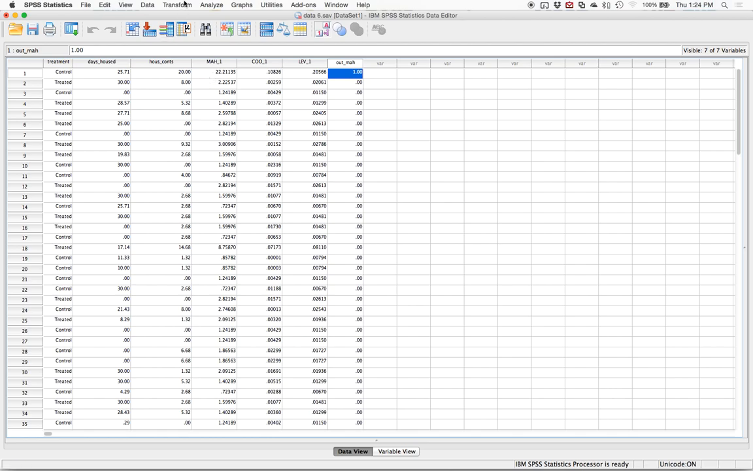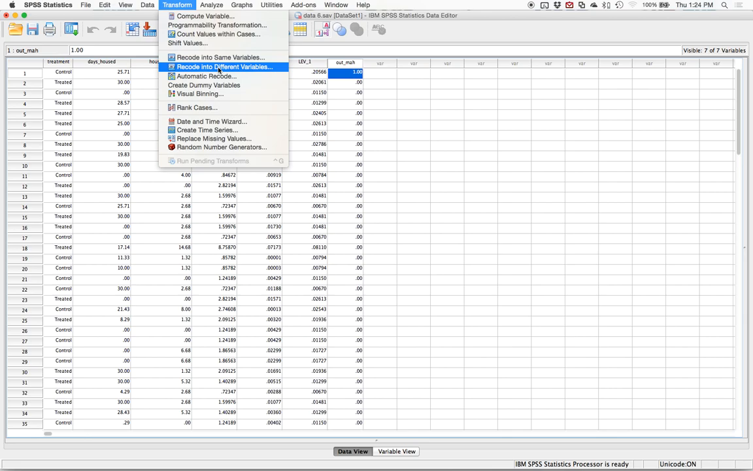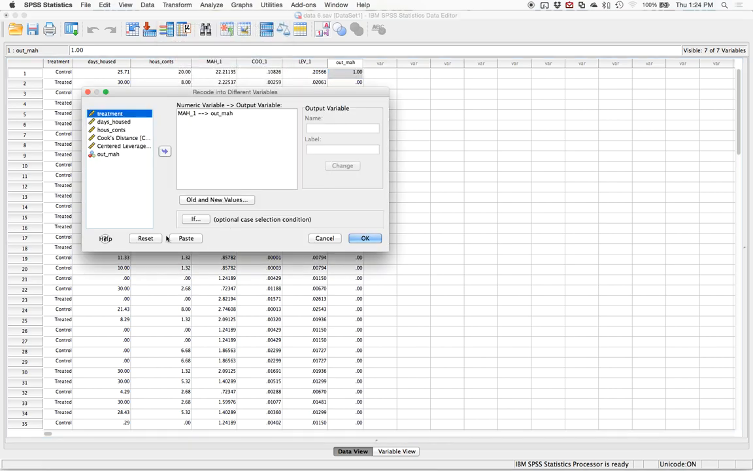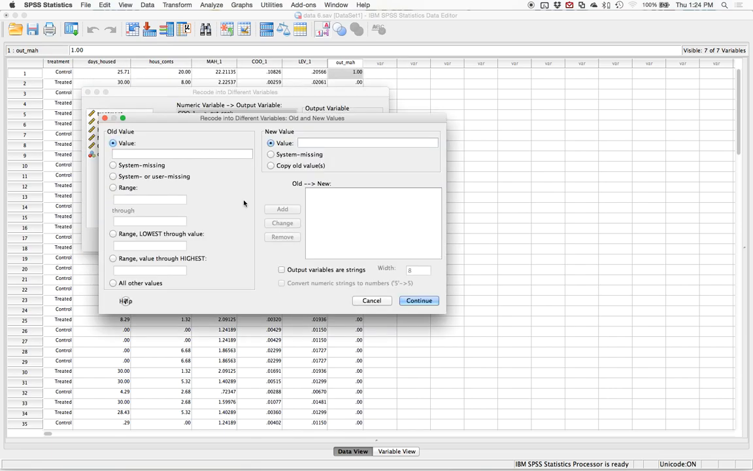Now let's do Cook's. So transform, recode into different variables. I'm going to hit reset. They have very different cutoff scores, so you can't do all of them at once. Let's go Cook's here, which I'm going to rename as outcook. Change. Click old and new values. And we're going to use that same principle, value through highest, but with Cook's cutoff.